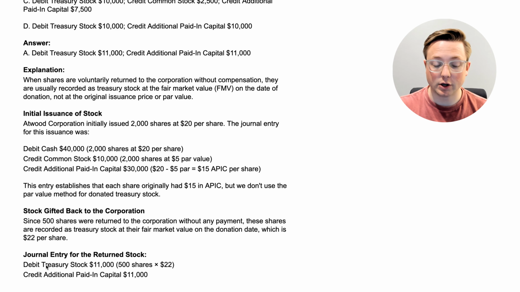So that's why you debit treasury stock and you credit additional paid-in capital. So that is how you do the journal entry for donated or gifted back treasury stock. You just debit the treasury stock for the fair market value of the shares, and you credit additional paid-in capital for that same amount. And with that, we've gone over a lot in just 5 questions, a lot of journal entries.